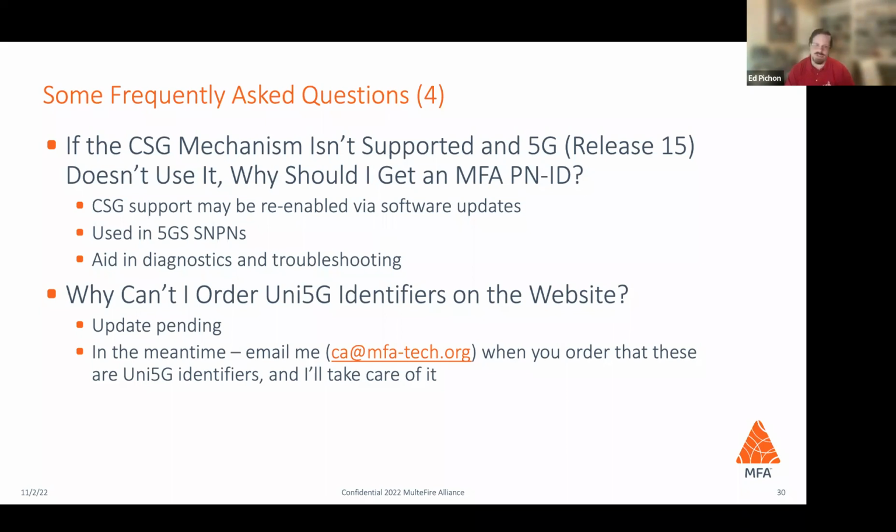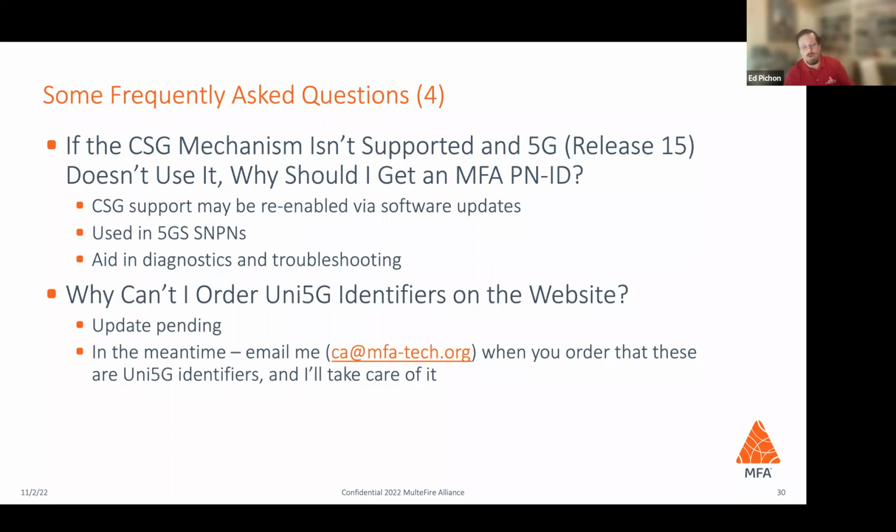It is also used, as I said, in the release 16 and later standalone non-public networks, and it can aid in diagnostics and troubleshooting if you're broadcasting that CSG ID in your network, on your network side by the base stations, the eNode Bs and gNode Bs. So it's useful there. So we recommend you get one anyway.